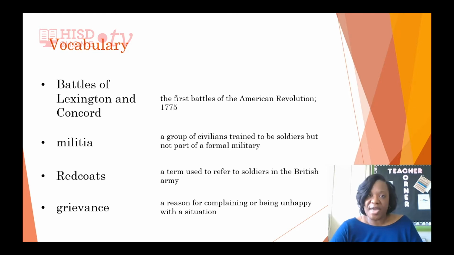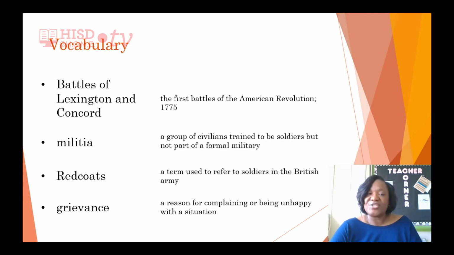There's a few vocabulary words that I want you to know before we get into our reading today. So let's go through these together. We have the battles of Lexington and Concord. Well, this is the first battle of the American Revolution, and this occurred in 1775. The word militia. Militia means that it's a group of civilians that are trained to be soldiers, but they're not part of a formal military.